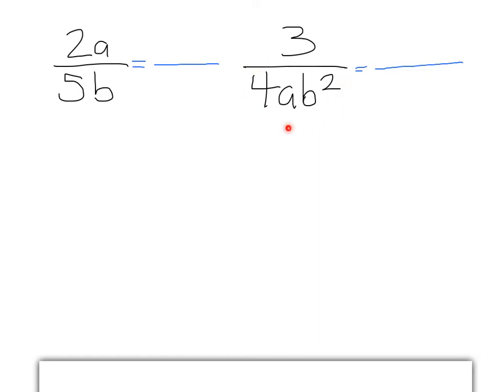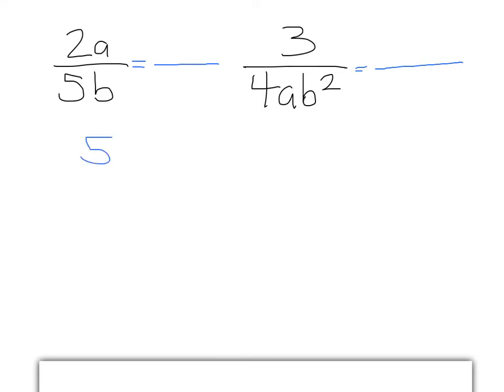Between 5b and 4ab squared, we have to find the LCM. And we might remember how to do that. To find the LCM of two monomials. Now again, we're just focusing on the denominators here. That's all that matters for right now. We have to factor out each one.